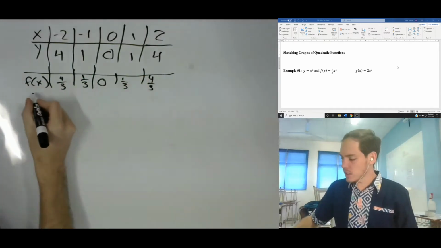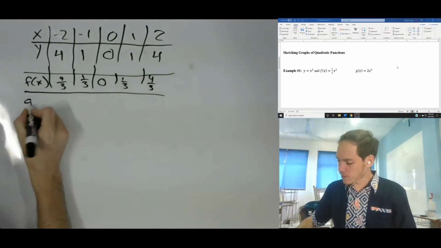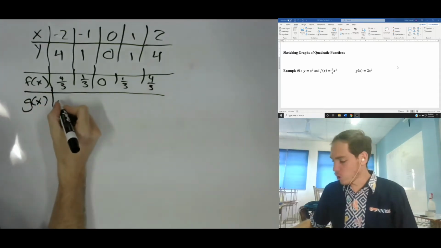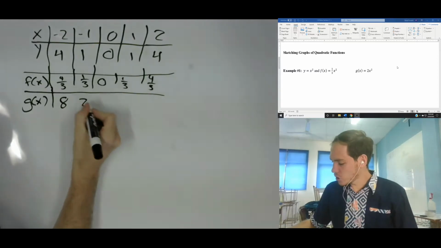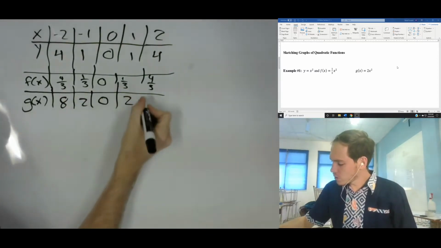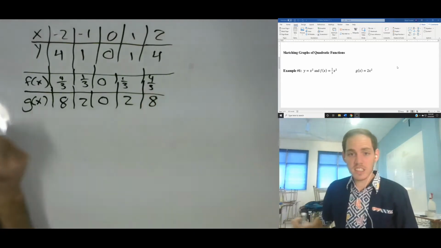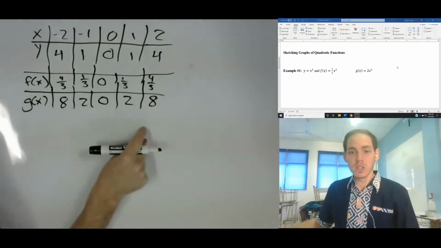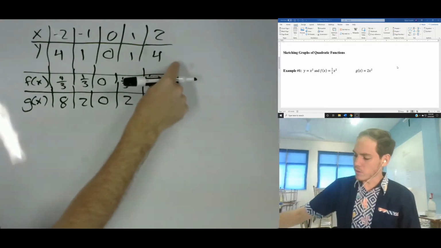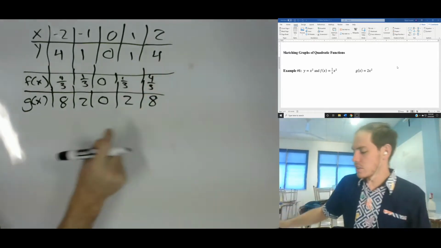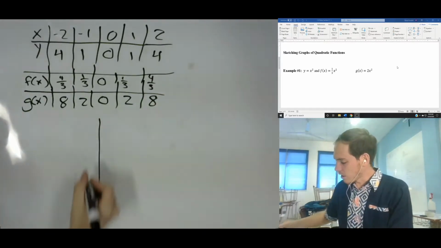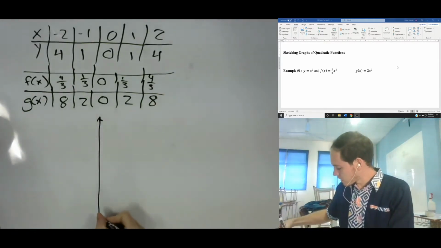Okay, and if we also did g of x right below it, if we're just doing a table, we would get 8, 2, 0, 2, and 8. So that g of x, that 2 times x squared, is going to grow even more than our original function. Okay, so this is a vertical stretch, and this is a vertical shrink, and what would they look like on a graph? That is a great question there.